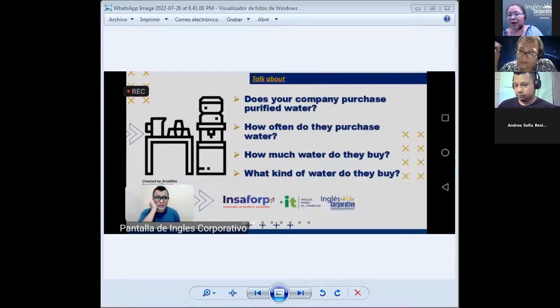Un purificador de agua. Many companies, a filter? They don't buy gallons of water. What about your company? They use purified water. For example, INSAFORP.